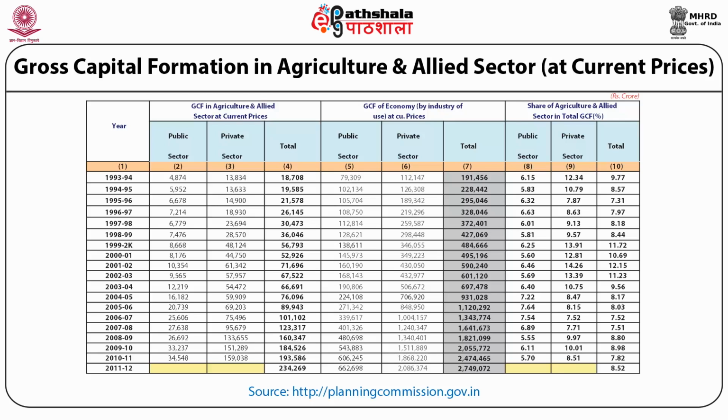Second is the gross capital formation of economy by the industry of use, that also for the public sector, private sector, and the total. And third category shows the share of agriculture and allied sectors in the total gross capital formation, again from public sector, private sector, and total.